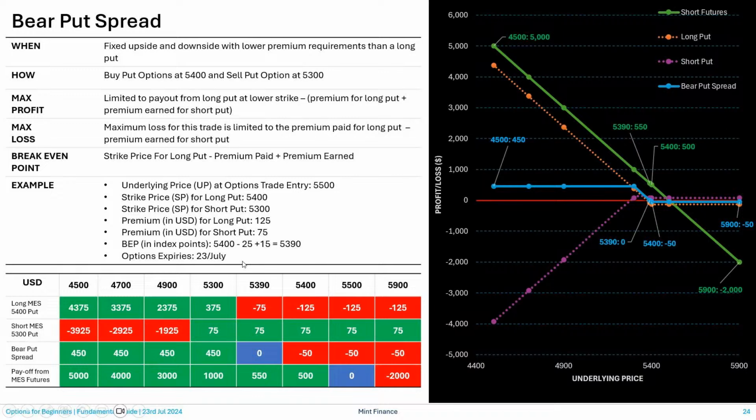The only difference I would highlight is the break-even point in this case. So the break-even point is calculated slightly differently. It's the strike price for the long put, so the higher strike level in this case, minus the net premium paid in index points. So that's 25 and 15, because those are 5x values. So that's going to give us 10. So the strike price for the long put was 5,400 minus the net premium, which is 10. So that gives us the break-even point of 5,390.